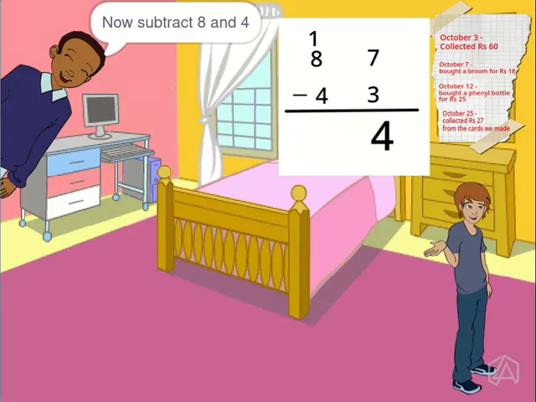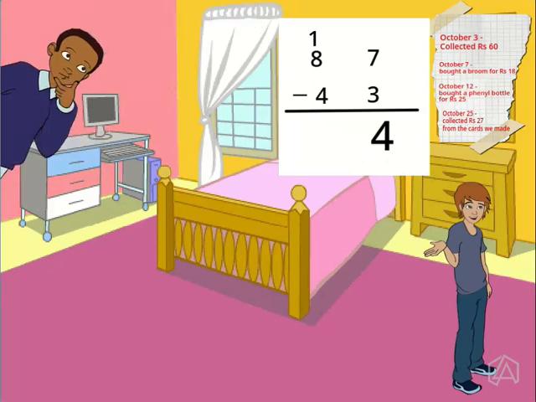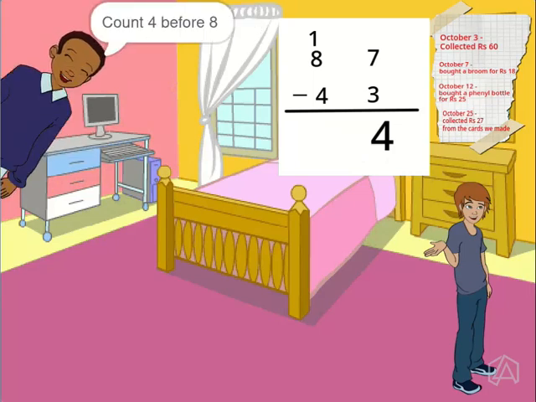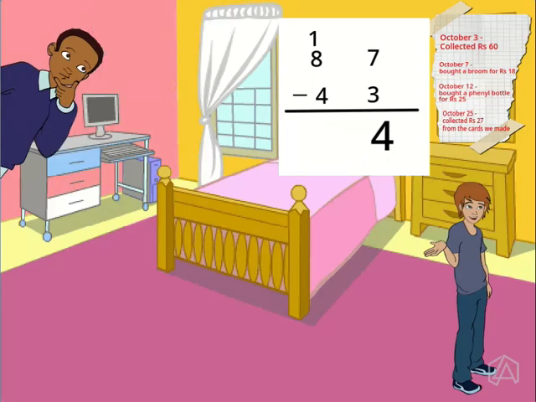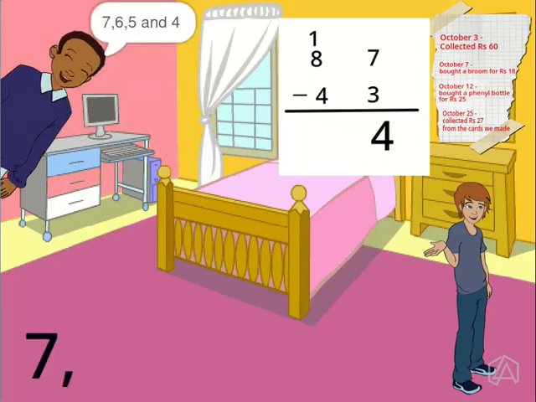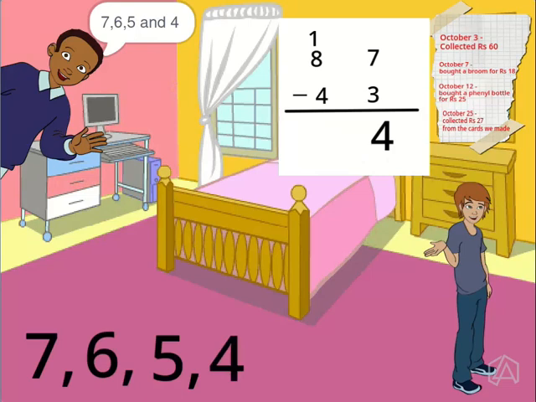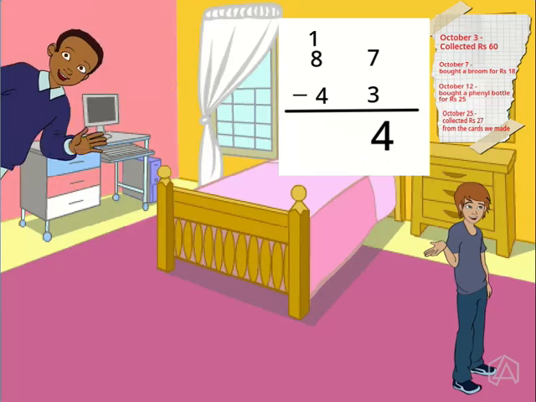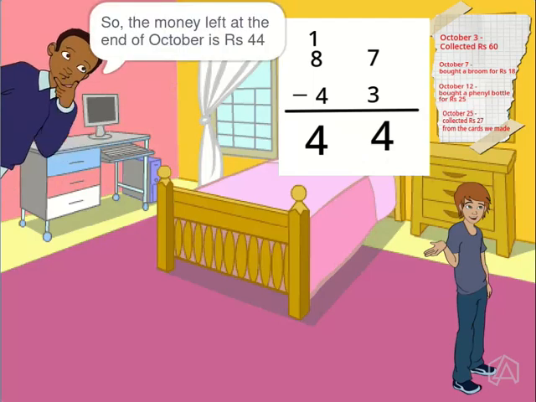Now subtract 8 and 4. Count 4 before 8. 7, 6, 5 and 4. It's 4. So the money left at the end of October is Rs 44.